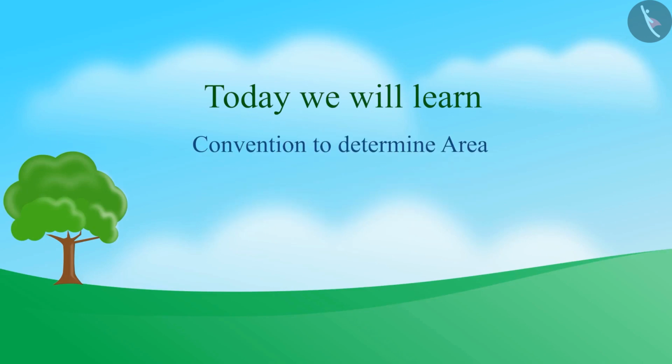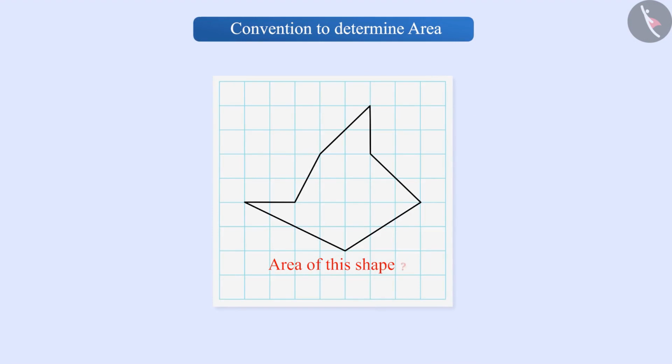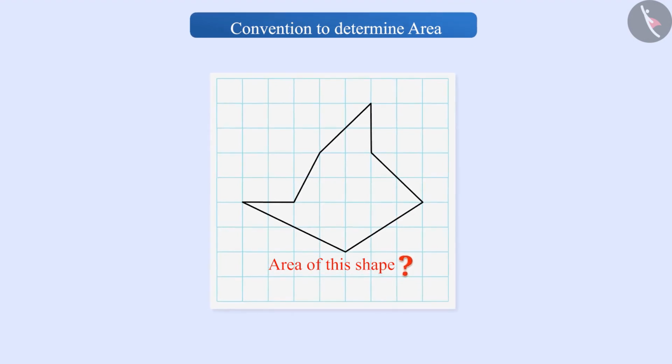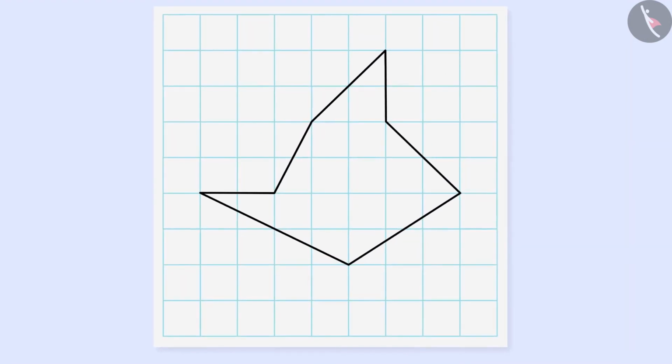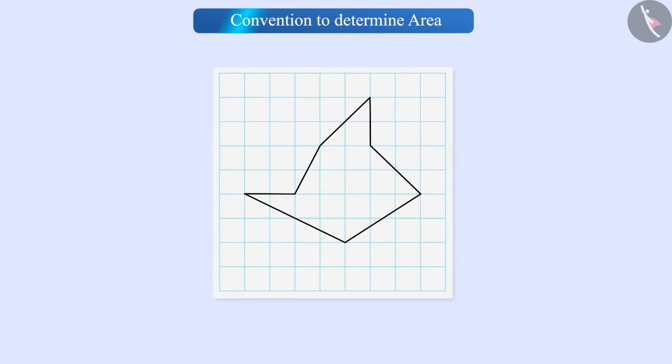Today, we will learn the convention of finding area. Can you tell the area of this shape? Think for a while. Here, we see that the entire area of the figure is not covered by squares of unit distance. In such a situation, a convention helps us to measure the area. Let us understand this and find the area of this shape.